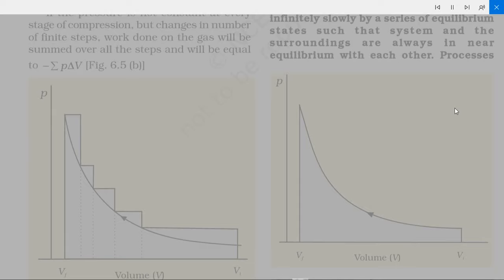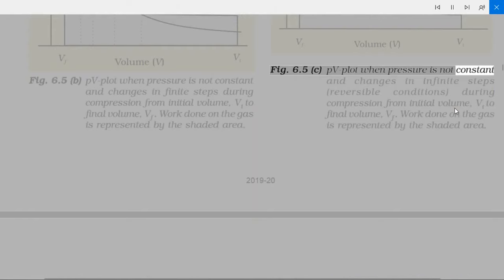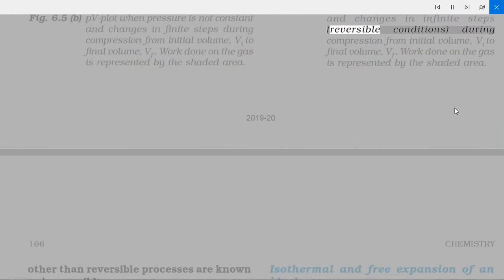Fig. 6.5 c. PV plot when pressure is not constant and changes in infinite steps, reversible conditions, during compression from initial volume, Vi, to final volume, Vf. Work done on the gas is represented by the shaded area. Fig. 6.5 b. PV plot when pressure is not constant and changes in finite steps during compression from initial volume, Vi, to final volume, Vf. Work done on the gas is represented by the shaded area.